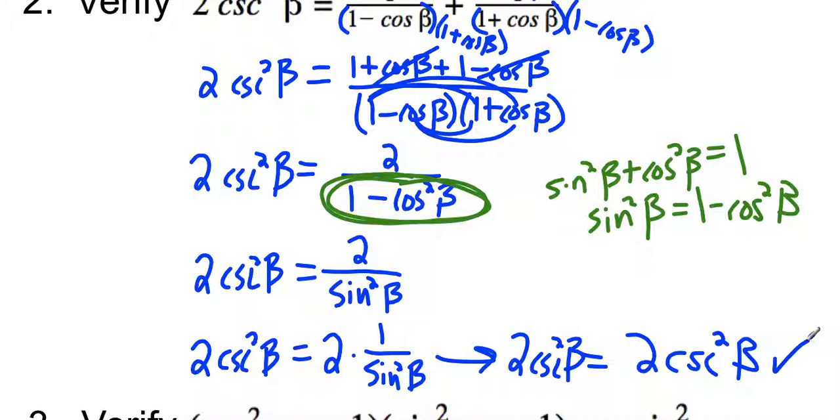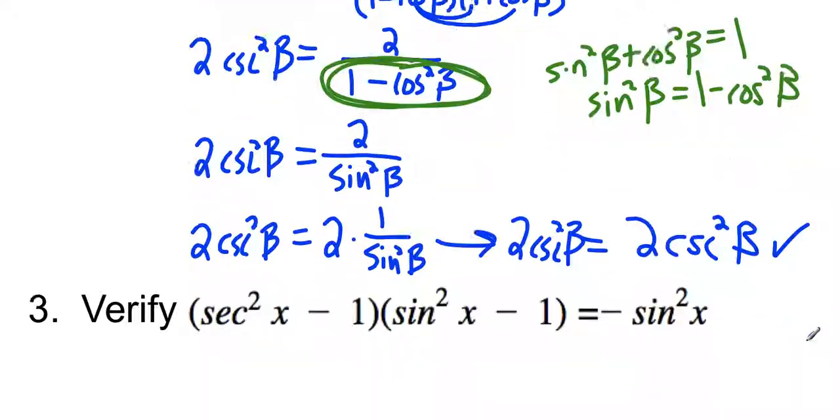All right. Now, I did it this way. If you did slightly different steps and still got the same answer, like if you had changed the left-hand side to 2 times 1 over sine squared beta and got it that way, that's okay. There's more than one way to solve these. I know this is a long video, but let's go ahead and knock out number 3.